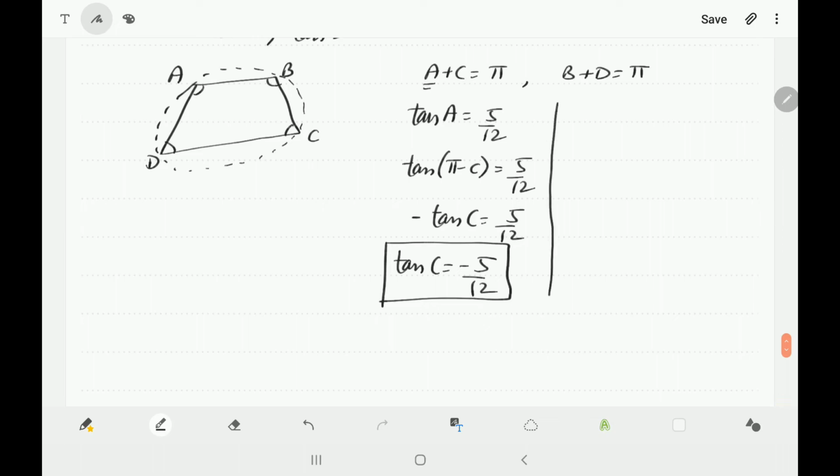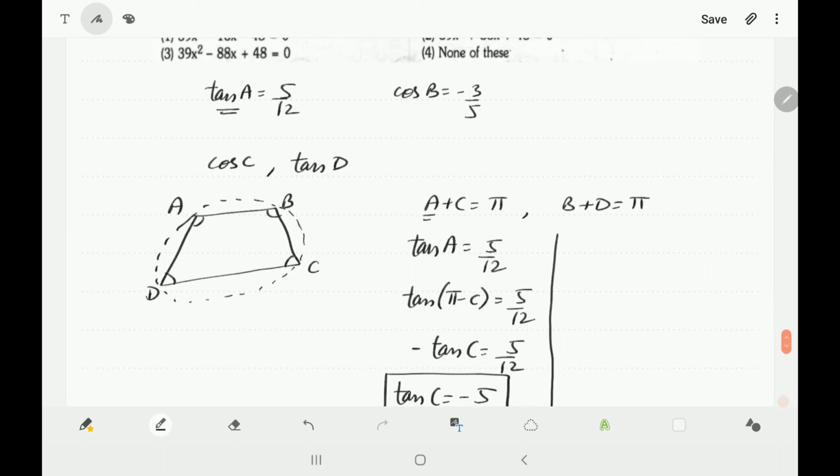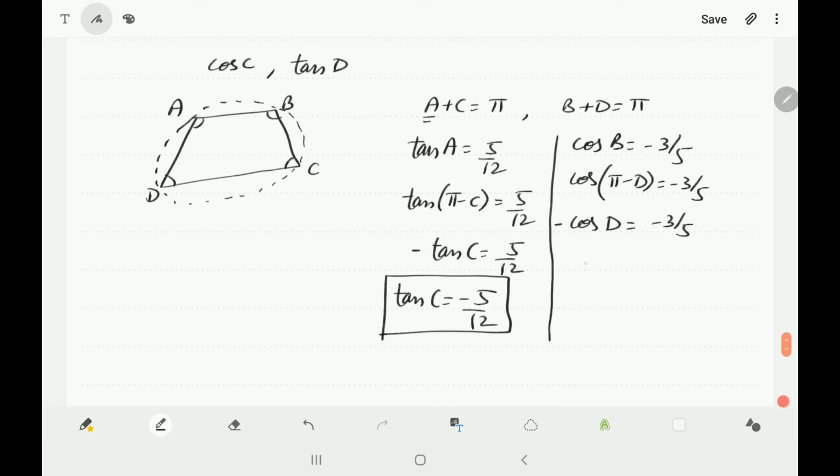Now with B plus D equal to pi, we can calculate the value of cos D. Cos B is equal to minus 3 by 5. You can write cos of pi minus D is equal to minus 3 by 5. Because pi minus D is in the second quadrant, it is minus cos D, which is minus 3 by 5. So cos D will be equal to 3 by 5.